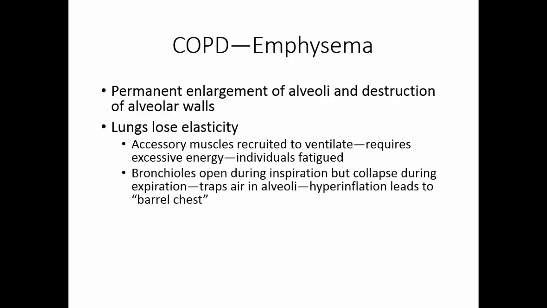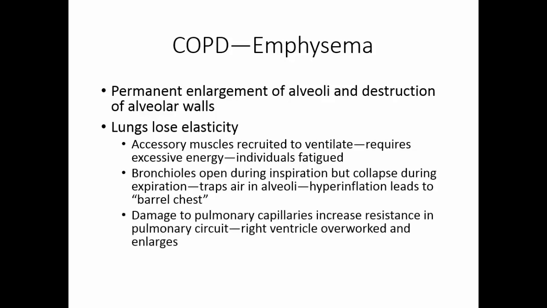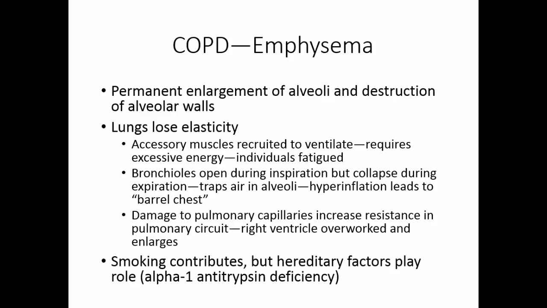Their bronchioles will open during inspiration, but for some reason we don't totally understand, they collapse during expiration. So air is trapped in the alveoli, and this leads to hyperventilation. This gives them what's sometimes called a barrel chest because their lungs are overinflated all the time. There will be damage to the pulmonary capillaries and increased resistance in the pulmonary circuit. Since there's increased resistance in the pulmonary circuit, that means the right ventricle is working harder, so it becomes overworked and enlarges.